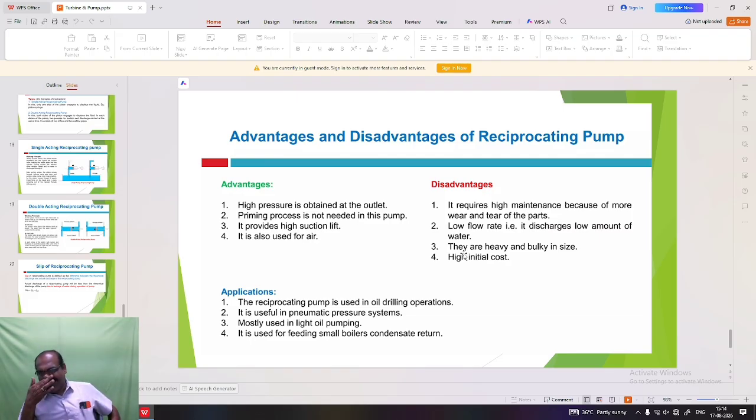The advantages and the disadvantages of the reciprocating pump. Advantages are that high pressure is obtained at the outlet. The priming process is not needed in this pump, and it provides high suction lift, and it is also used for air.